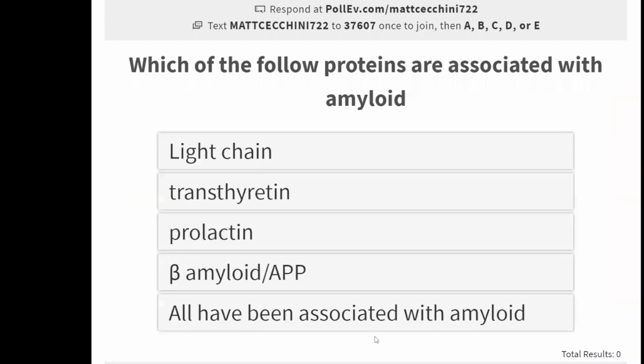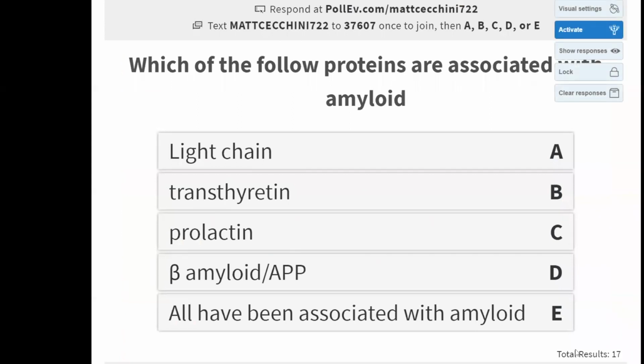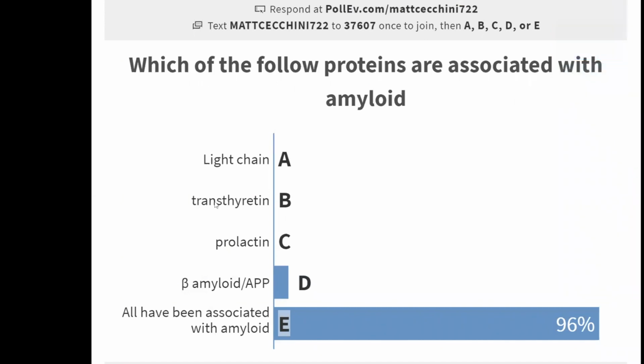Another poll question here. Which of the following proteins are associated with amyloid? Is it A, light chain? Is it B, transthyretin? Is it C, prolactin? Or is it D, beta amyloid / APP? Or E, all have been associated with amyloid? Perfect. Great work, everyone. All of them are associated with amyloid.